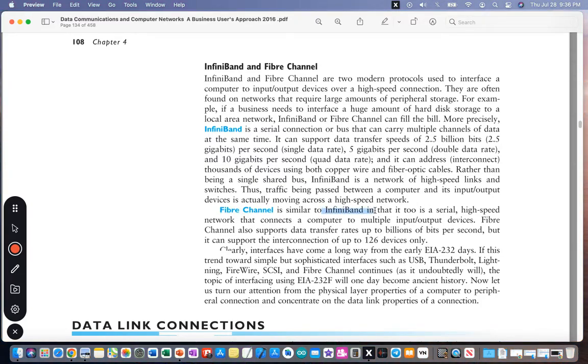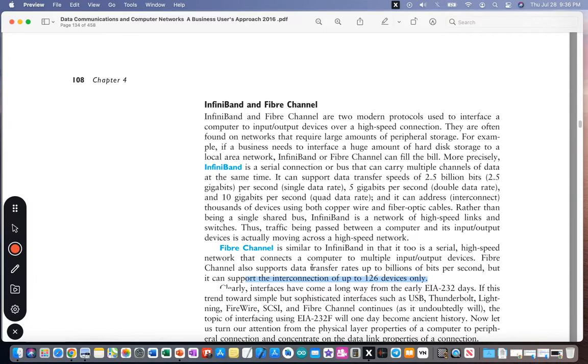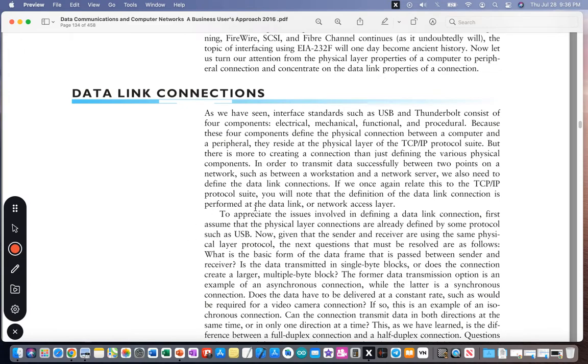Similar to InfiniBand, it too is a serial high-speed network and connects a computer to multiple input and output devices. Fibre Channel also supports data transfer rates up to billions of bits per second, but it can support interconnections of up to 126 devices only. Anyhow, data link connections.